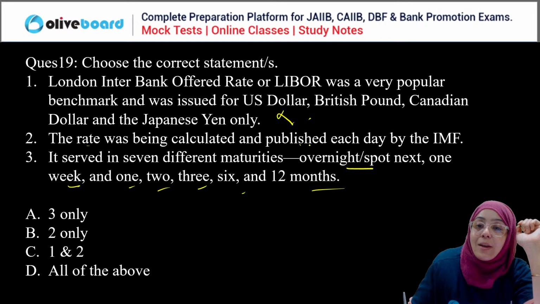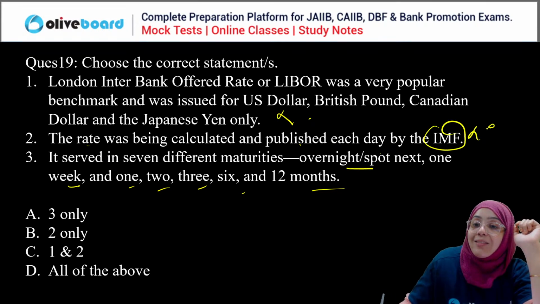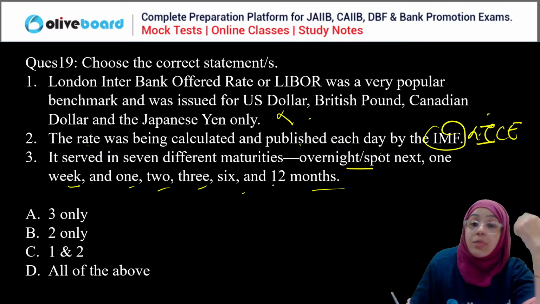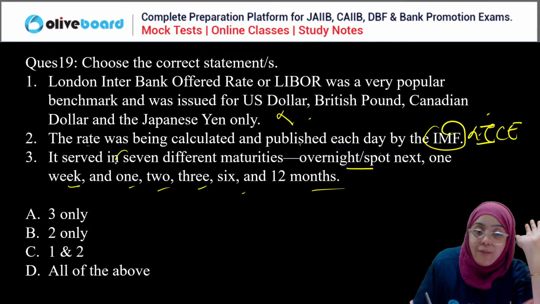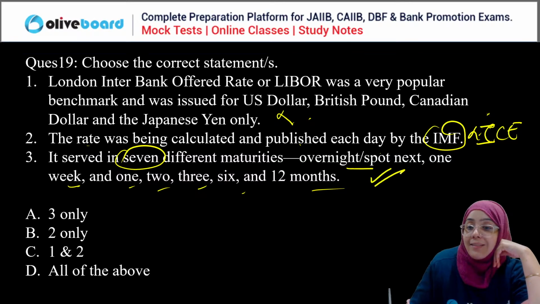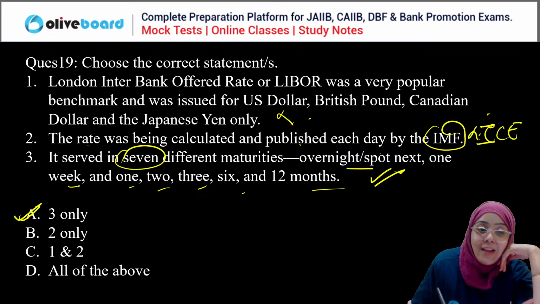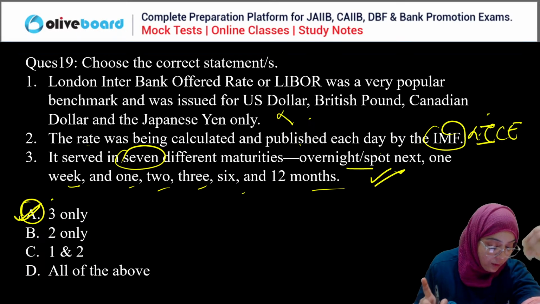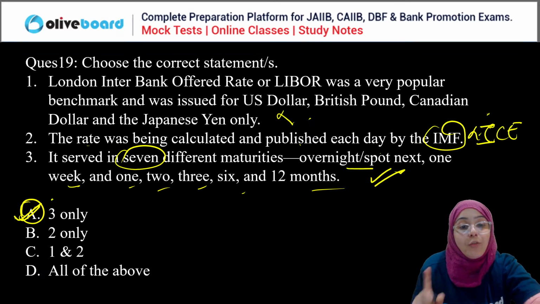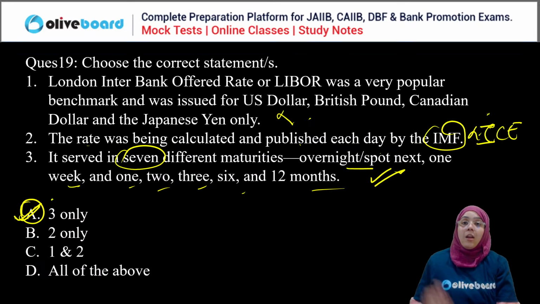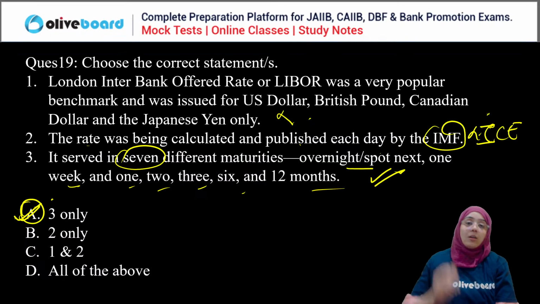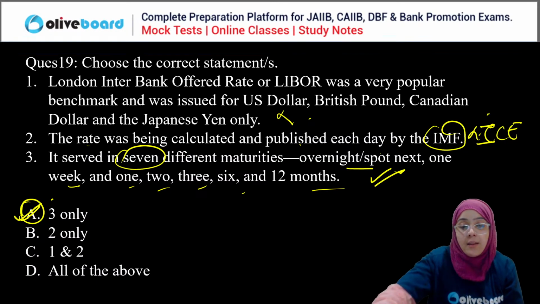Second, this rate is calculated and published by IMF. No, it is calculated and published by ICE, right? So second is also wrong. Third is correct because it is served in seven different maturities. That is correct. So the correct answer is A. All of you are correct, but none of you has given me the currencies. Franc, euro, pound, Japanese yen, and dollar. These are the five currencies. Okay, done.